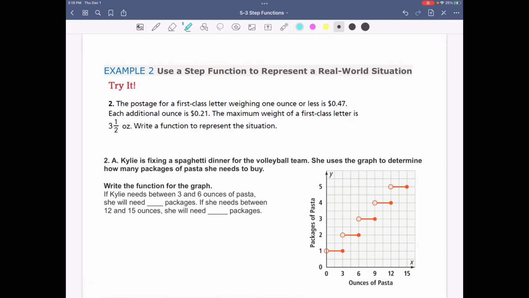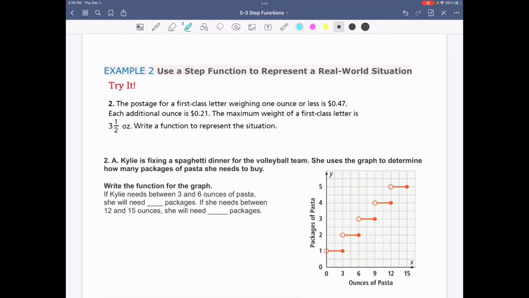This is example 2. Use a step function to represent a real-world situation. The postage for a first-class letter weighing 1 ounce or less is 0.47 or 47 cents. Each additional ounce is 21 cents. The maximum weight of a first-class letter is 3.5 ounces. Write a function to represent the situation.